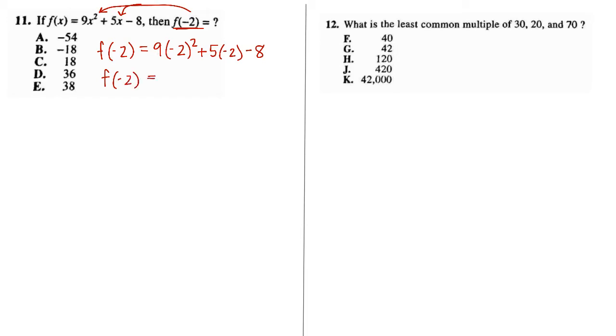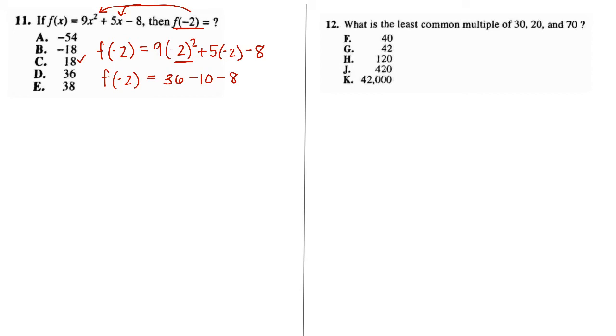So f at negative 2, let's see, that's going to be positive 4. 4 times 9 is 36, minus 10, minus 8. And when you put all that together, it looks like you're going to get 18. So you have answer choice C.